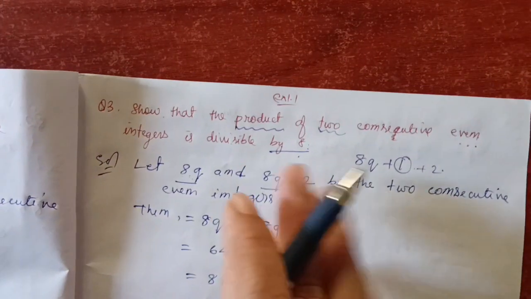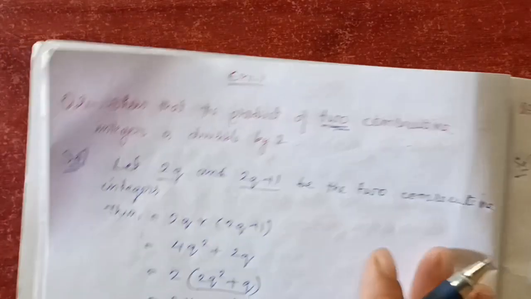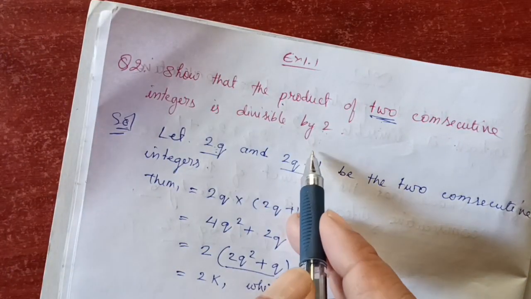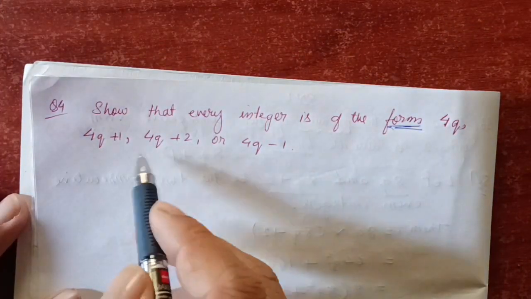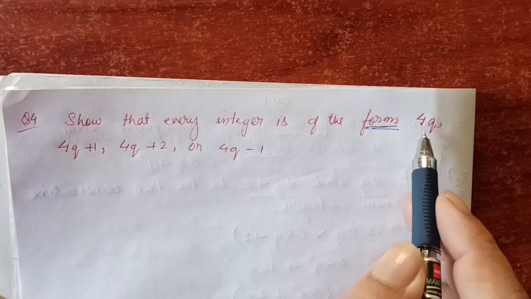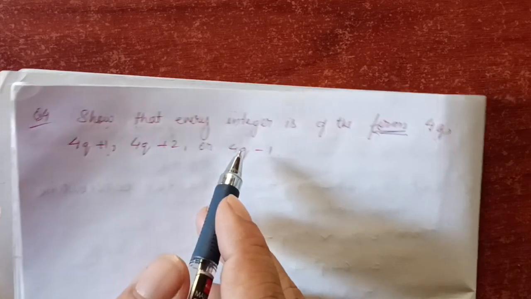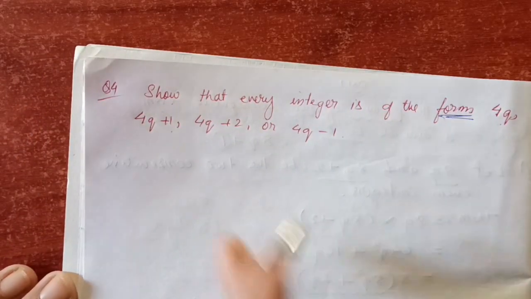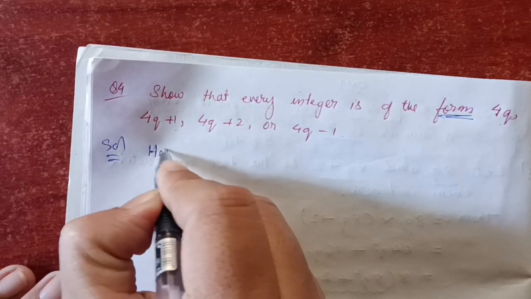Look here, in question number 3, it gives only by 8, right? If it is question number 2, then see by 8. So they never give such type of form 2q, 2q plus 1. Alright, so here in question number 4, before we solve, the question is already giving the forms. It should be in the form 4q, 4q plus 1, 4q plus 2, or 4q minus 1. So such type of question, how you're going to start is that always start like this.